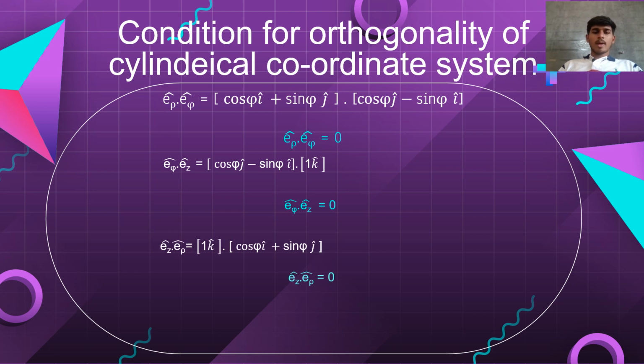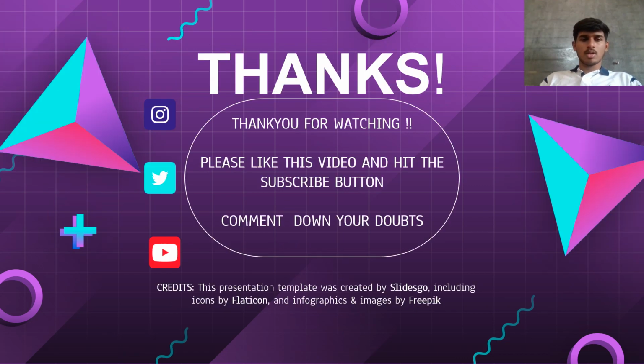And e z cap dot e rho cap is equal to 1 k cap dot cos phi i cap plus sin phi j cap. So the dot product of all the three pairs is 0, which is e rho cap dot e phi cap is equal to 0, e phi cap dot e z cap is equal to 0, e z cap dot e rho cap is equal to 0. So hence the cylindrical coordinate system is proved orthogonal.